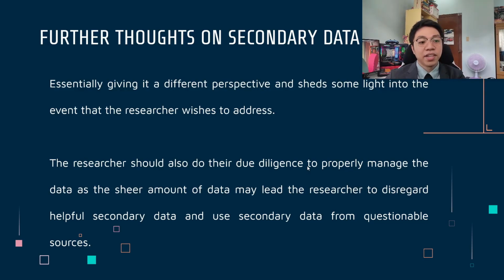Secondary data essentially gives a different perspective and sheds light to some event or some issue that the researcher wishes to address. So the researcher should also do their due diligence to properly manage the data, as the sheer amount may prove to be detrimental to the researcher, because instead of focusing on the data itself, the researcher focuses more on sifting through the different data, and as they do this, they may not be able to properly evaluate that secondary data.